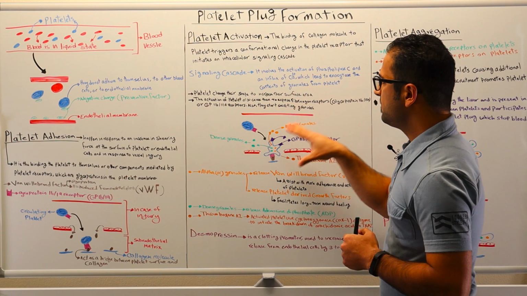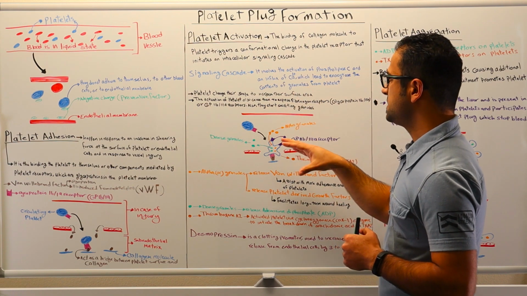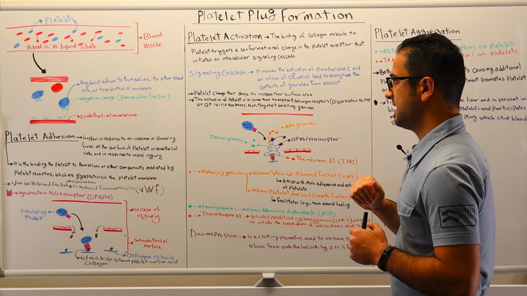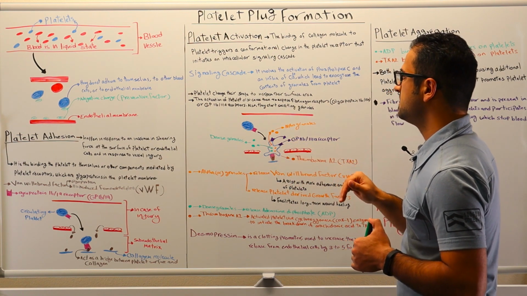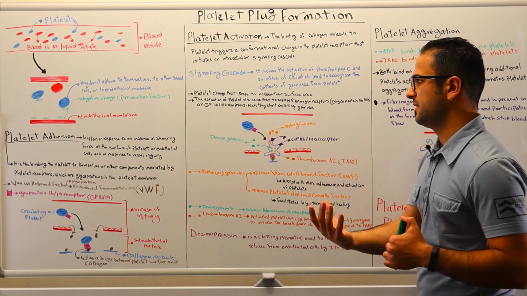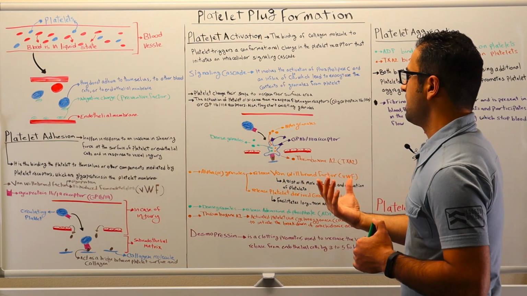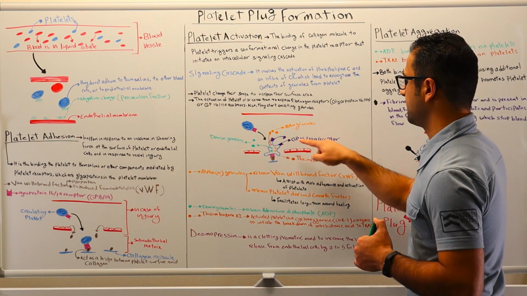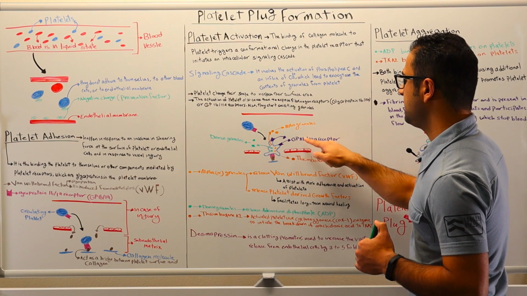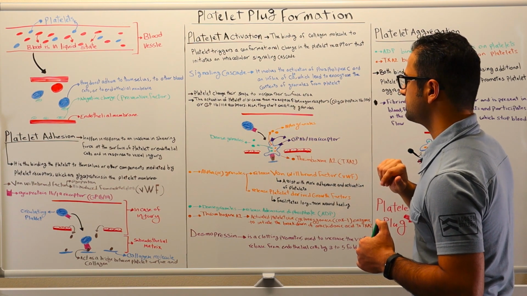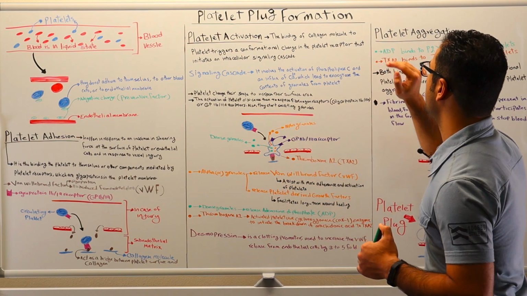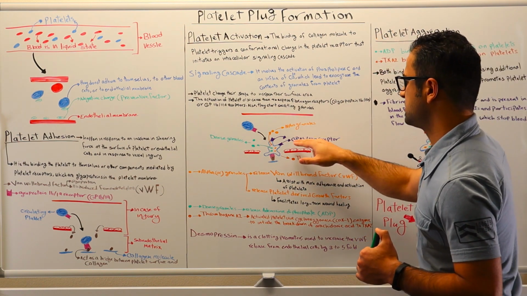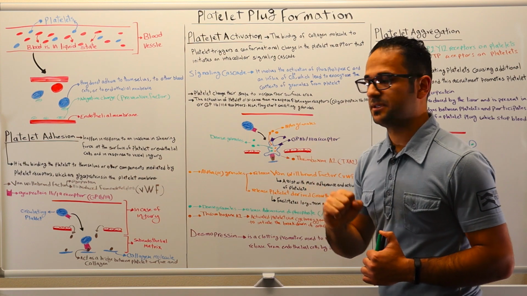So after this activation, in addition to the increase in their surface area, the activation of platelets also causes them to express a receptor, and this receptor is called the fibrinogen receptor or glycoprotein 2B3A receptor. And I will get to this in the third step, which is called platelet aggregation, and explain why this receptor is actually very important.